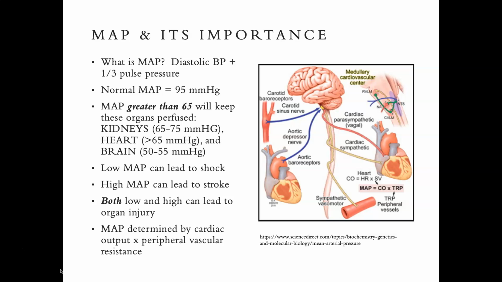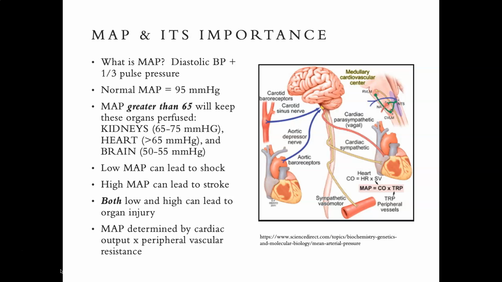You need to know what MAP is in terms of blood pressure, that it is normal at 95, that you need to keep it 65 or greater for organ perfusion of the kidneys, heart, and brain. Please be sure to know that low MAP leads to shock and high MAP leads to stroke. I'm going to tell you that again. Low and high, you need to know that because it will probably be on your quiz, hint, hint, hint. But know that both low and high MAP can lead to organ injury.